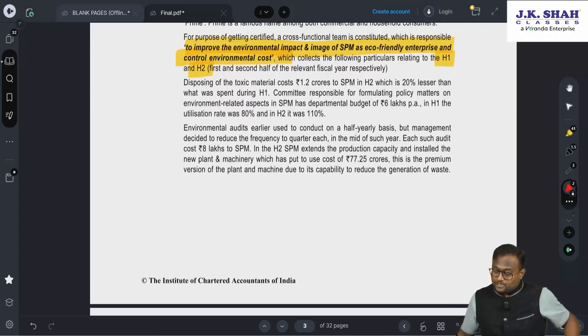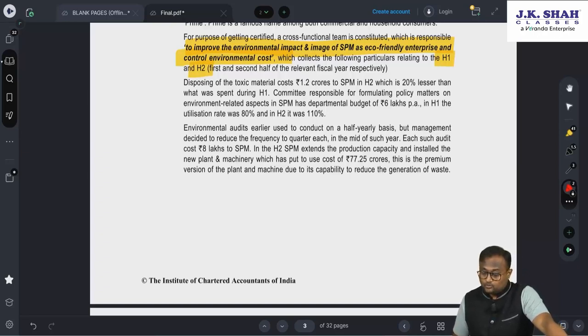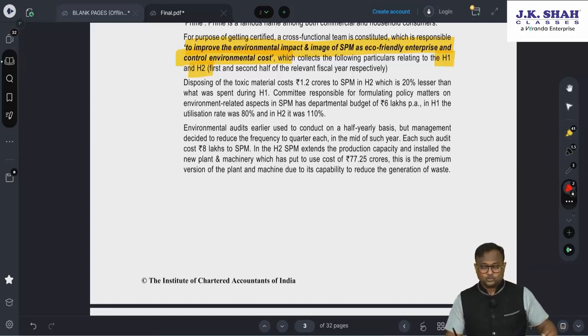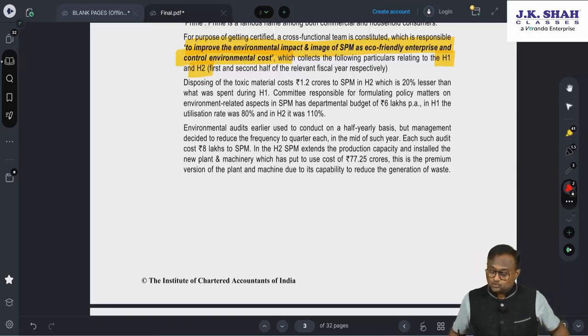Disposing of toxic material cost 1.2 crores in second half, which is 20% less than what was spent in the first half of the year. So 1.2 is 80%. So 1.5 must be your disposal cost of H1: 1.5 crores and H2 1.2 crores.